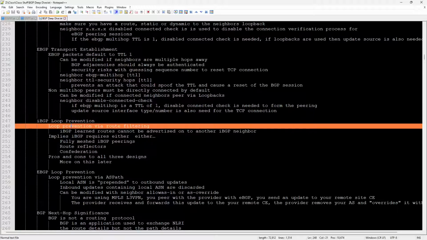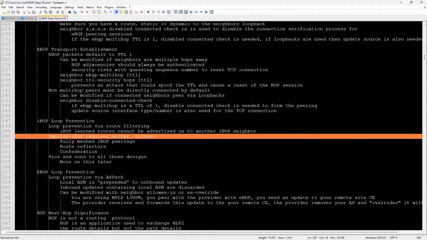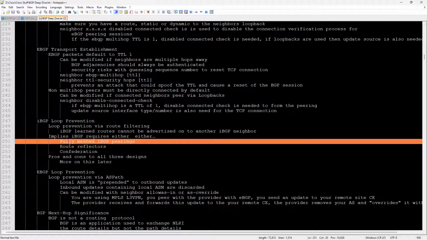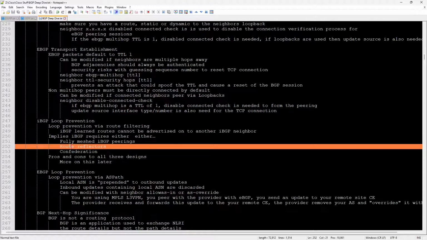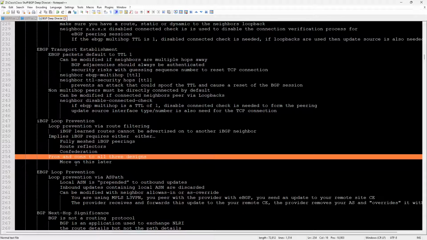iBGP loop prevention. Loop prevention via route filtering: iBGP learned routes cannot be advertised to another iBGP neighbor. Because of that, there are some requirements you need to put into place. The way to fix that is you either do a full mesh of peerings, use route reflectors, or use confederations. There are pros and cons for all three designs, and we'll dive into this when it comes to BGP scale. But essentially I want to go into a little bit of detail on this.